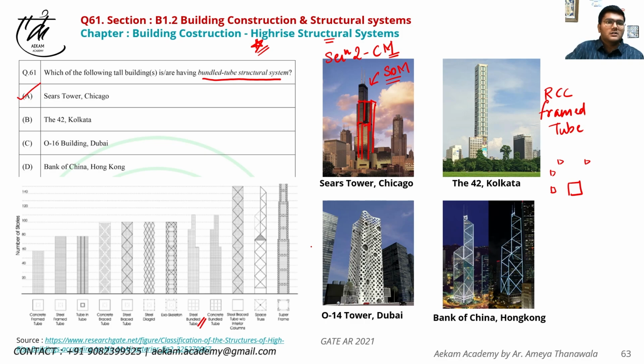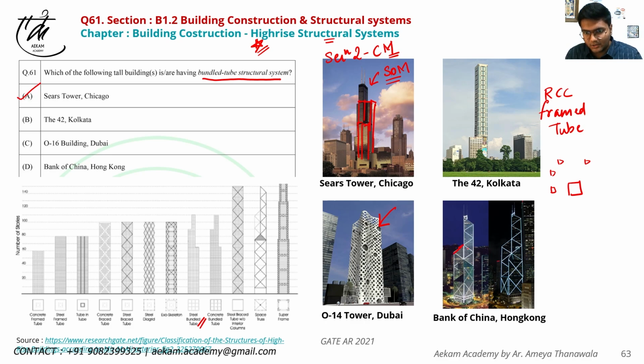O14 Tower, it has been given as O16, but the correct name is O14 Towers, Dubai, is again famous for its exoskeleton facade system or its skin rather than its structural system. So it is not the correct answer. D option is Bank of China Tower, Hong Kong by I. M. Pei, and again, it is not a bundle tube structure.